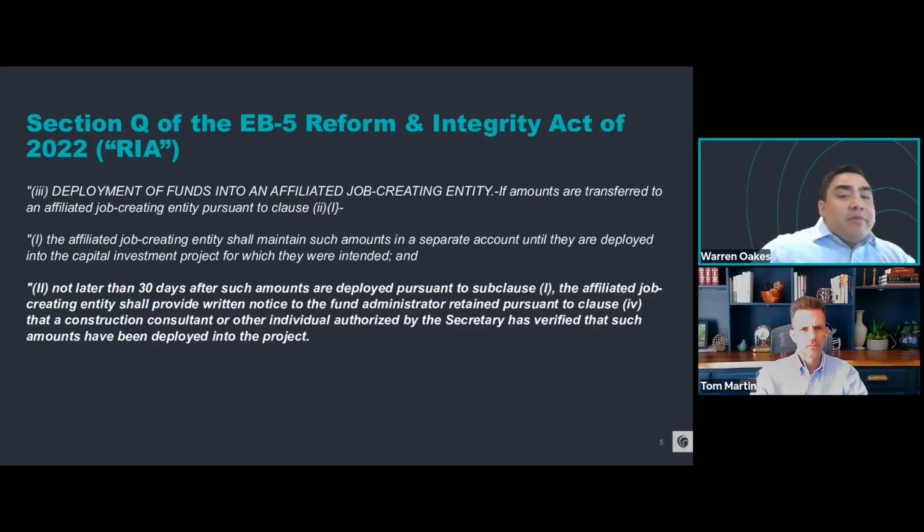Today we have Tom Martin from EB-5 United, who has used our construction consultant services at Baker Tilly. I'd like to turn just a couple minutes over to him first to describe how he's been using our services.